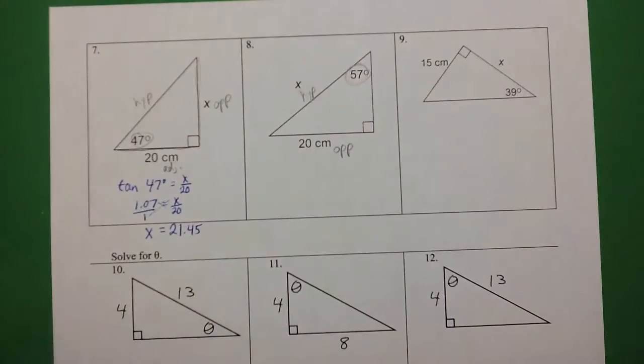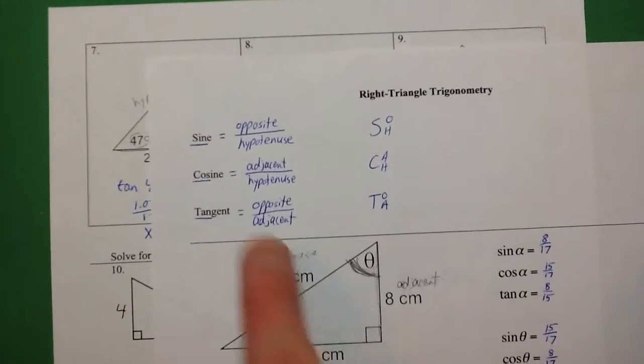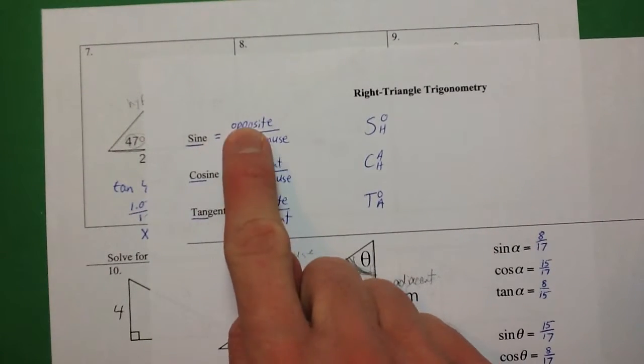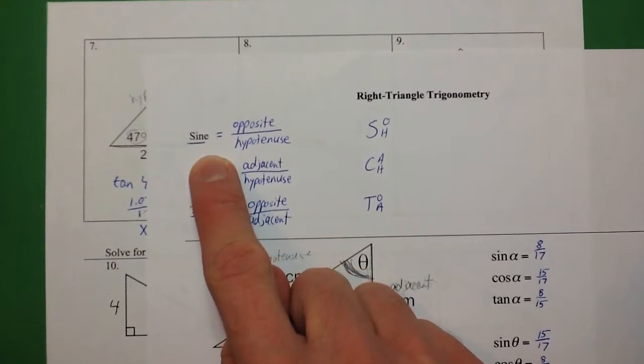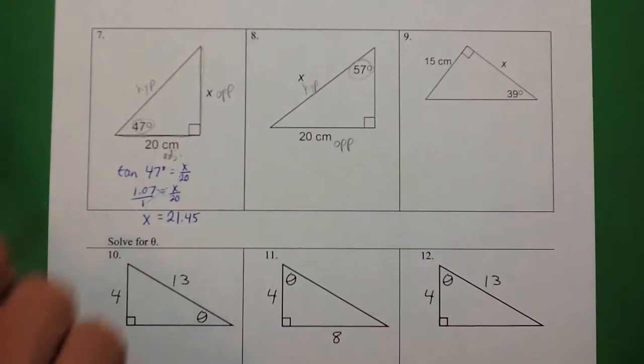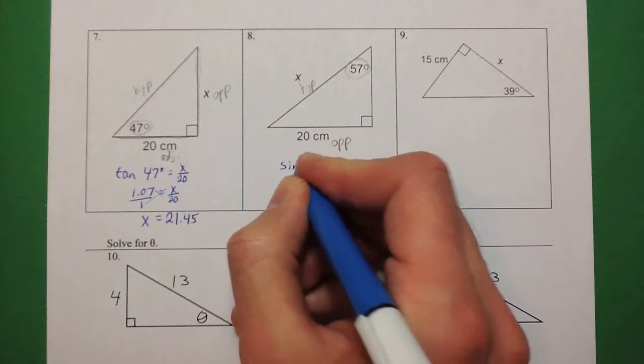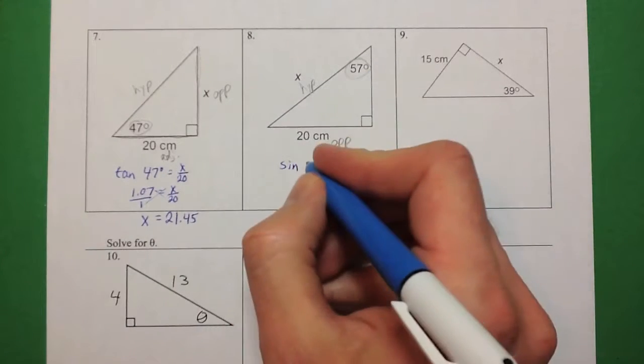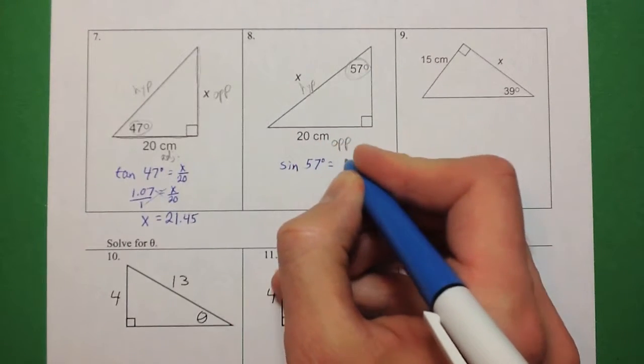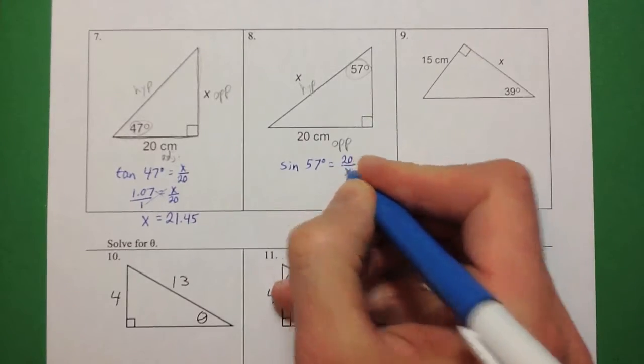Opposite and hypotenuse. Which one is that? I have opposite and hypotenuse. Oh my goodness, it's sine. First one I was looking for. Opposite and hypotenuse is sine. Sine of the angle, that's the degree symbol. Sine of 57 is equal to opposite over hypotenuse.